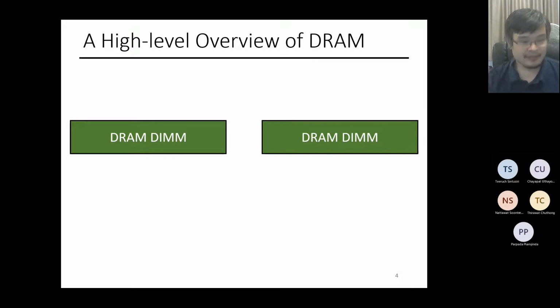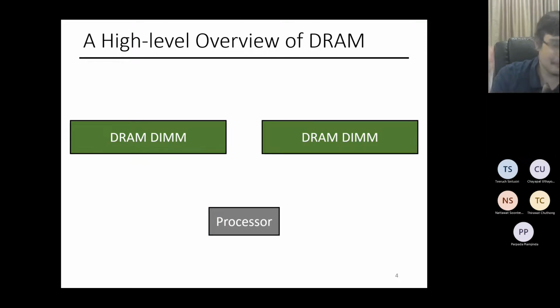So here's a high-level overview of DRAM. We have 2 DIMMs. Basically, let's say you buy 2 DRAM DIMMs. You have 2 pieces of DRAM, right? The way you connect it to the motherboard is you plug them into the motherboard, right? So does anyone own the motherboard that has 4 slots where there's 2 colors in them? To be more specific, let me answer this question in Thai as well.